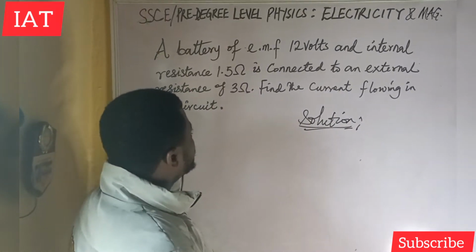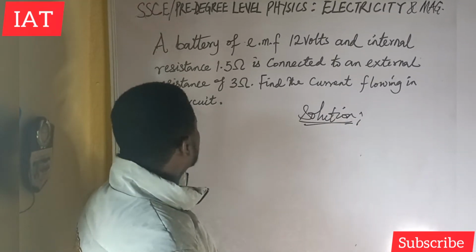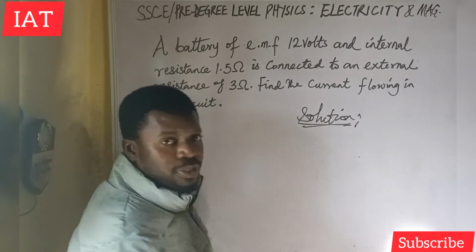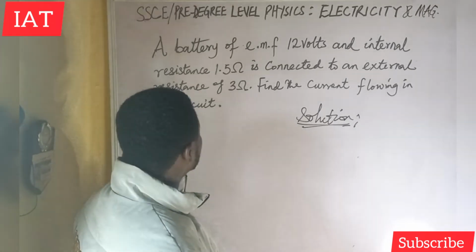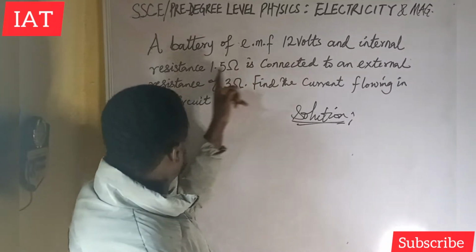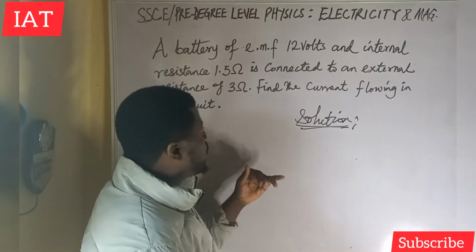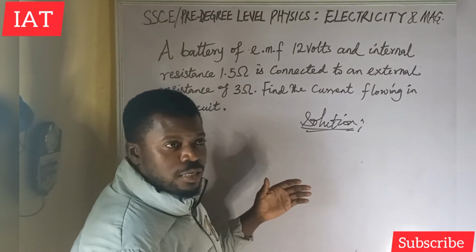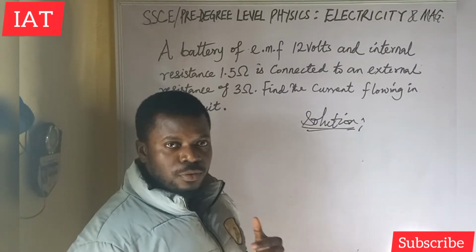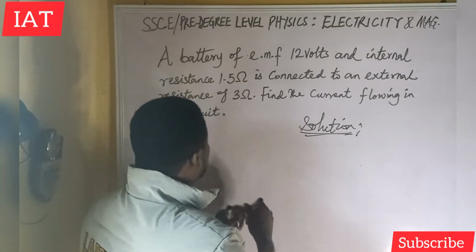Here in this question, we can use a diagram to represent the information here and then interpret it with formulas, then solve it. A battery having 12 volts of EMF. EMF stands for electromotive force, and electromotive force is the force that sets electrons in motion. Alright, so a battery of EMF 12 volts.